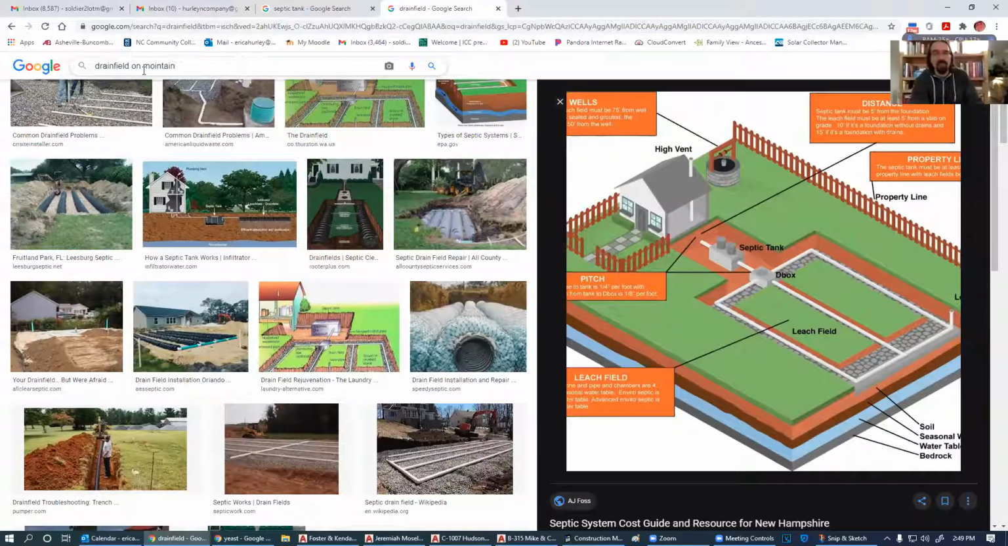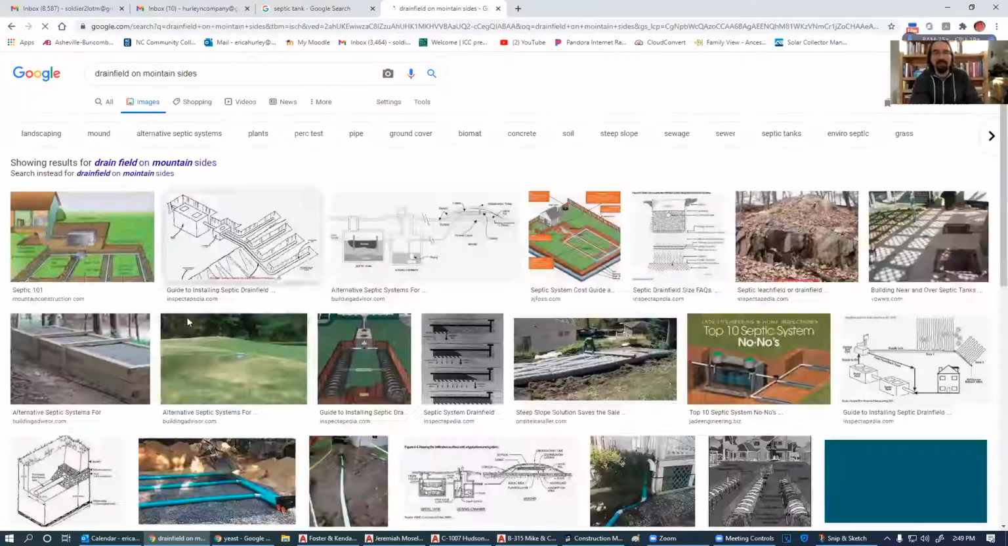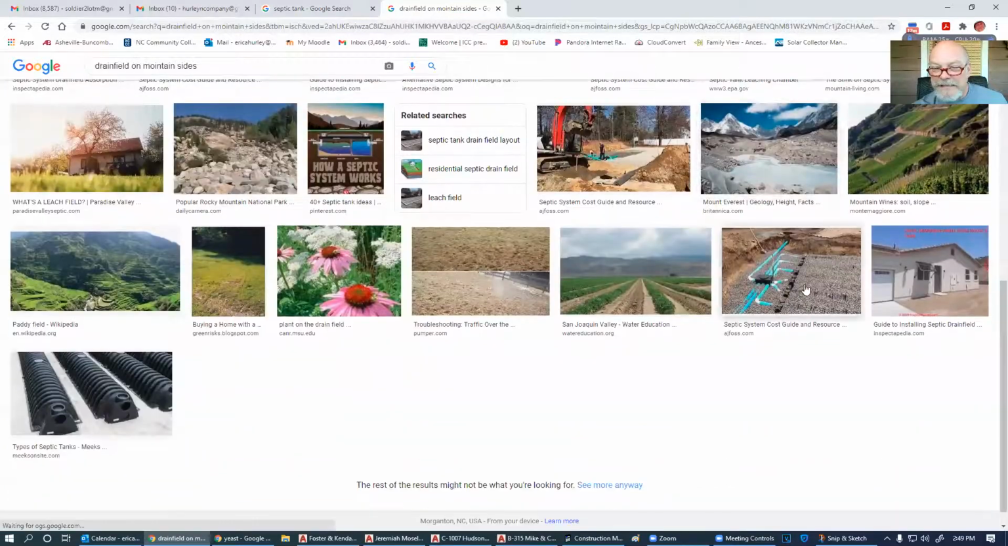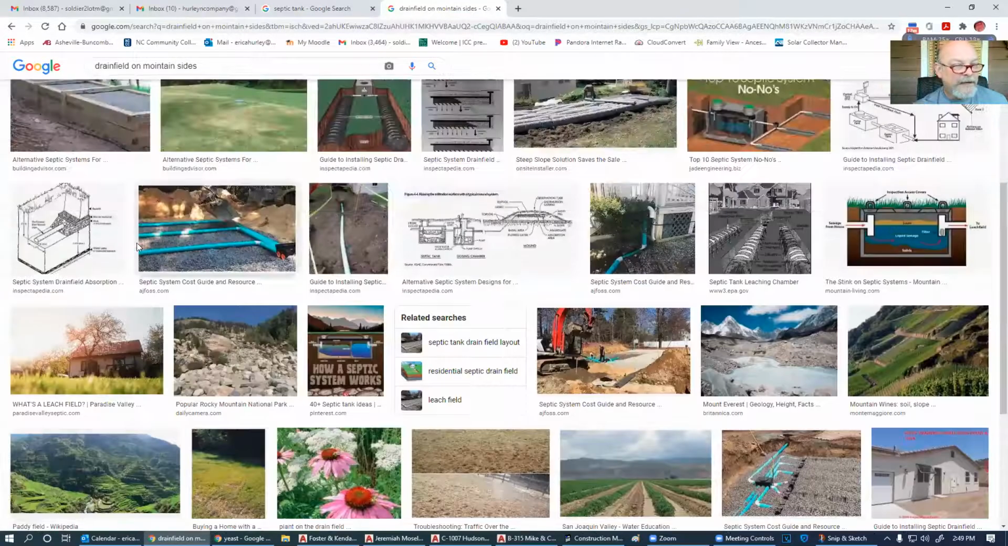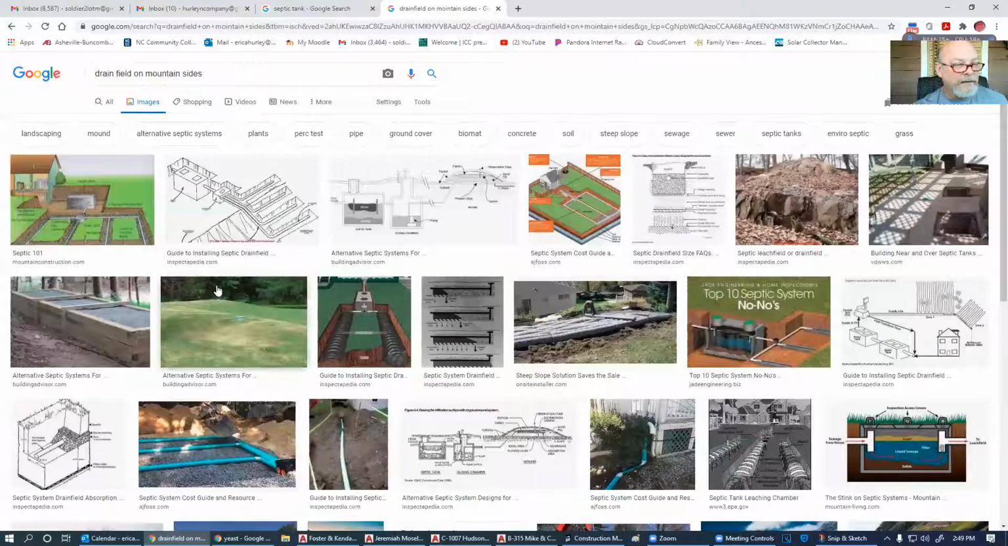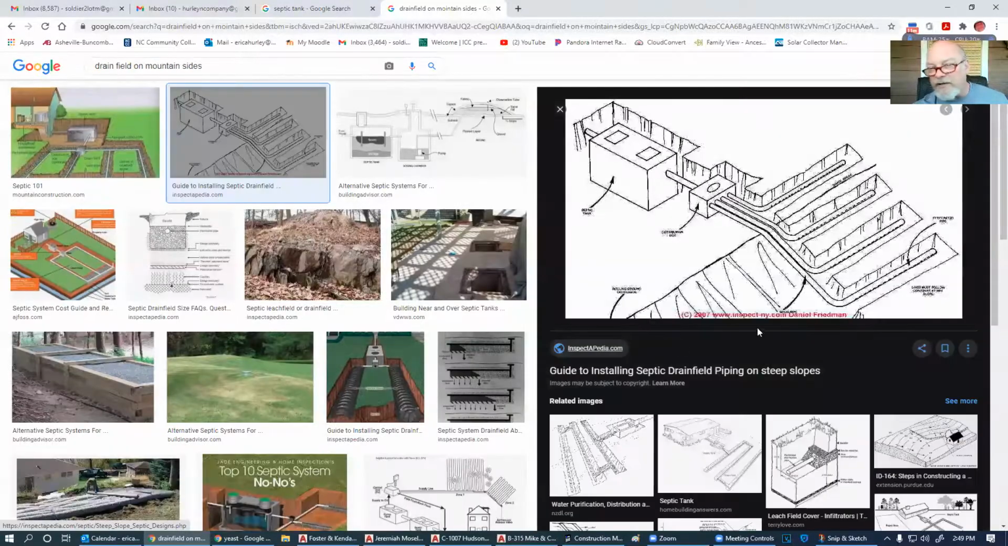I've got a couple of pics from some sites on mountainsides. I can't believe that they've been approved. There gives you a mental picture. All of these are running level. They're just running down the slope.